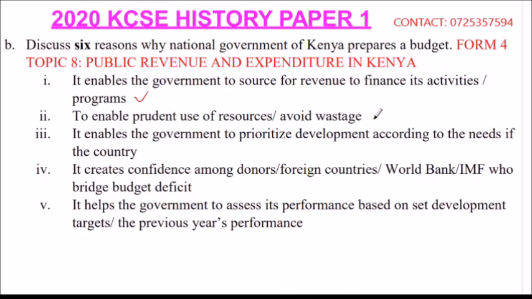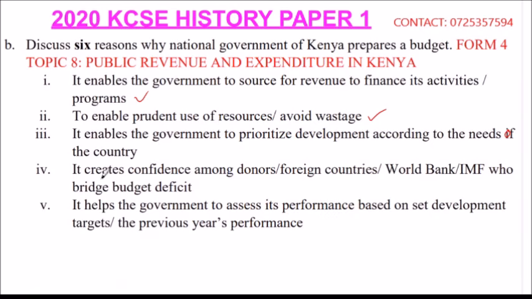Number 2, to enable prudent use of resources and avoid budget deficit. When you budget, then you are able to manage the resources that you have. Number 3, it enables the government to prioritize development according to the needs of the country. So this is where the government will prioritize, for example, tarmacking of roads, building of hospitals, depending on the needs that are there.